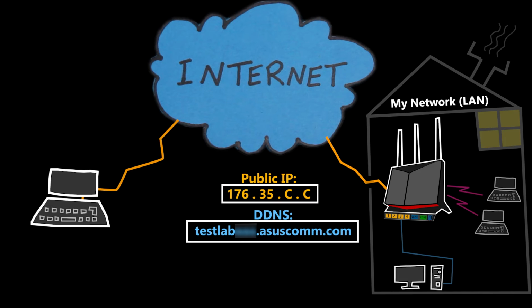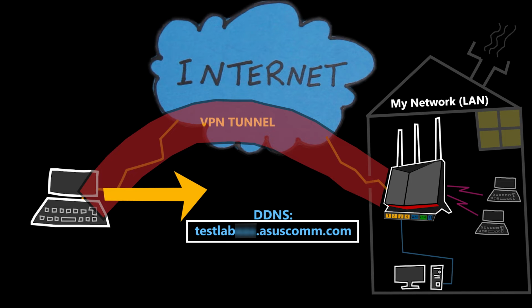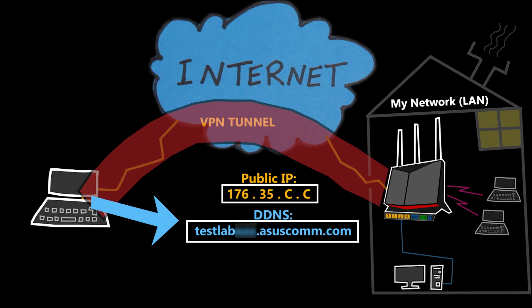This can be very useful if, for example, I'm using a VPN connection to remotely access my network, because instead of using the public IP address of the router, which can be different every time I want to connect, I can easily use the DDNS address, which is always the same.